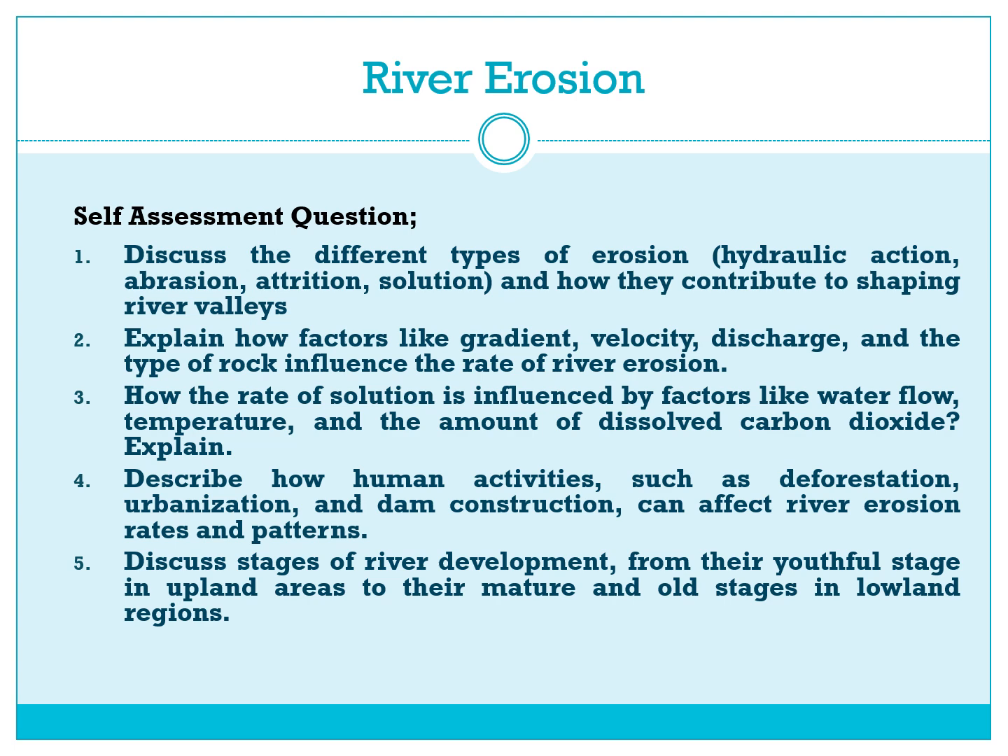Explain how the rate of solution is influenced by factors like water flow, temperature, and the amount of dissolved carbon dioxide. Describe how human activities such as deforestation, urbanization, and dam construction can affect river erosion rates and patterns. Discuss stages of river development from the youthful stage in upland areas to their mature and old stage in lowland regions.